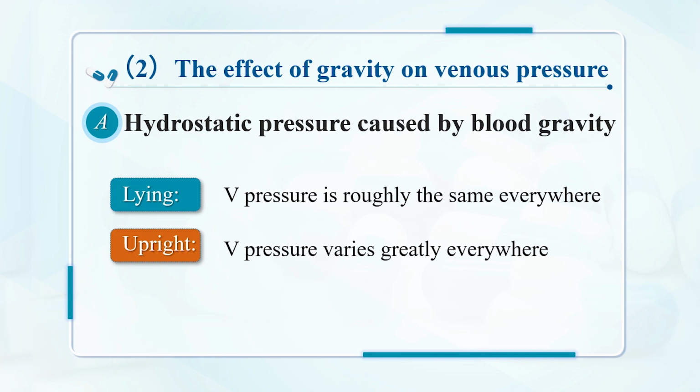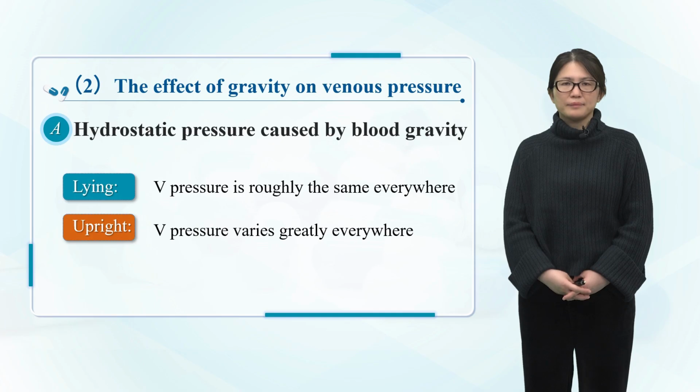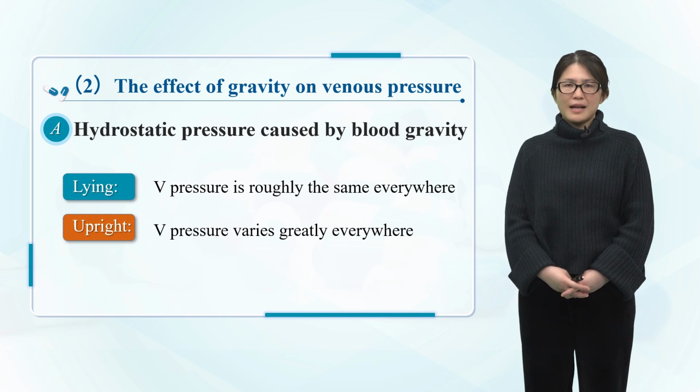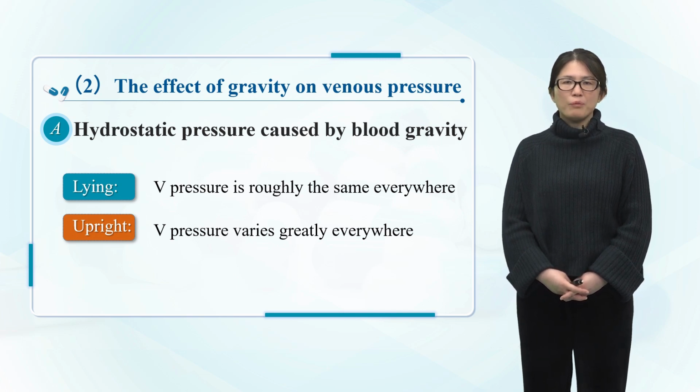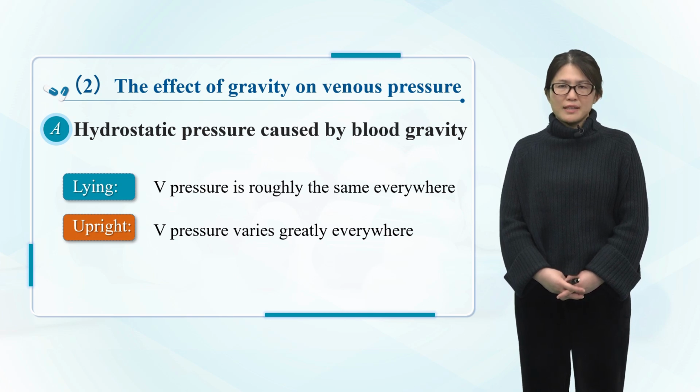Blood in blood vessels can produce a certain hydrostatic pressure on the vessel wall due to the influence of the Earth's gravity field. The hydrostatic pressure of each part of the vessel depends on the body position. When the human body lies supine, because most parts of the body are at the same level as the heart, the hydrostatic pressure is also roughly the same.